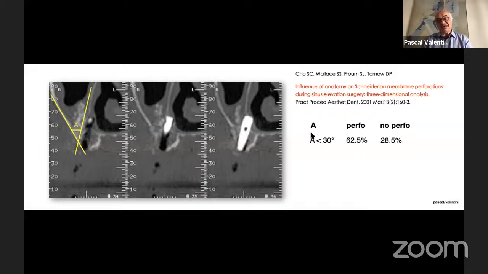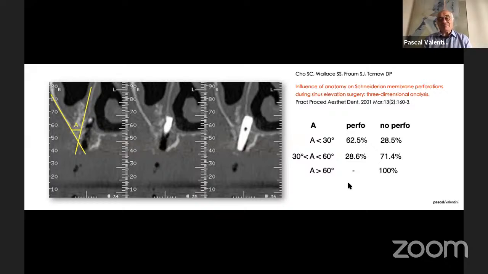For example, here, in case A is less than 30 degrees, as you can see here, the prevalence of perforation is more than 60 percent. When A is in between 30 and 60, the prevalence of perforation is around 28 percent. And finally, when A is more than 60 degrees, we don't have any perforation. Of course, this is valid in case of a very flat sinus floor and the absence of septa.